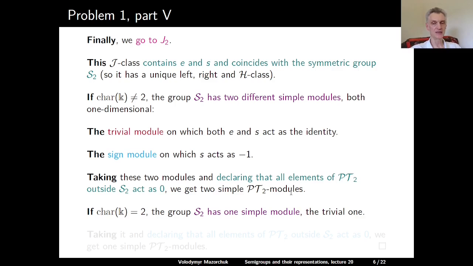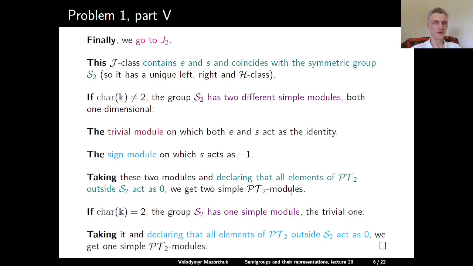If the characteristic of our field is equal to 2, then the group S2 has one simple module, and that's the trivial module. Taking this trivial module and declaring that all elements of PT2 outside S2 act as 0, we get one simple PT2 module. So, if the characteristic of a field is different from 2, PT2 has four simple modules, 3 of dimension 1 and 1 of dimension 2.